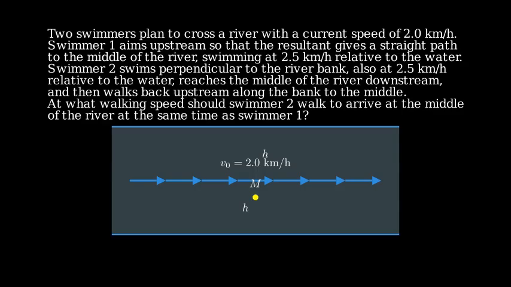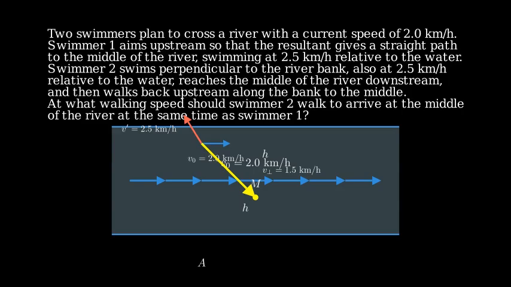Let's first understand how swimmer 1 crosses the river. Swimmer 1 starts at point A on the bottom bank and aims to swim straight to point M in the middle of the river. Since the swimmer moves at 2.5 kilometers per hour relative to the water, but the water current is 2.0 kilometers per hour, the swimmer must aim upstream to counteract the current. The resultant velocity will be directed straight from point A to point M.